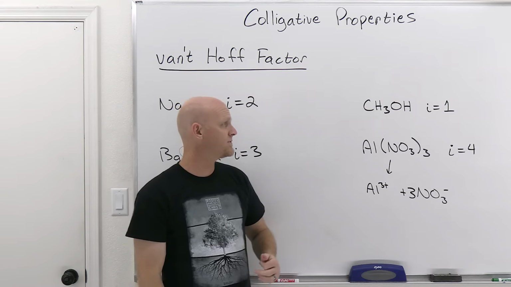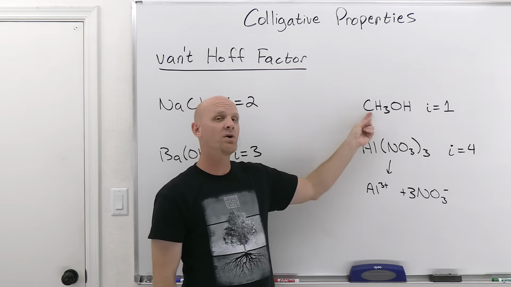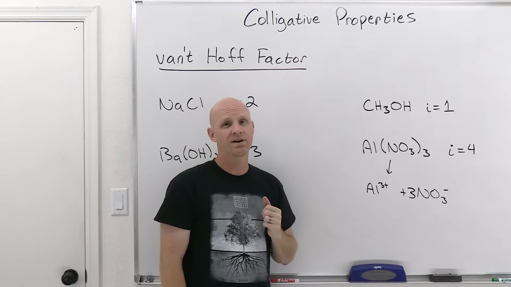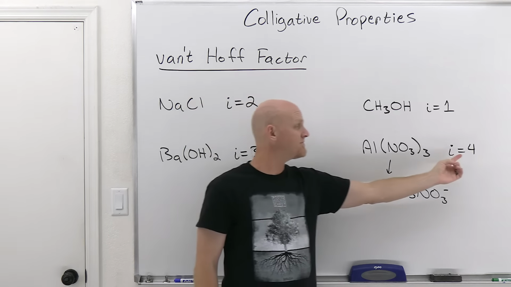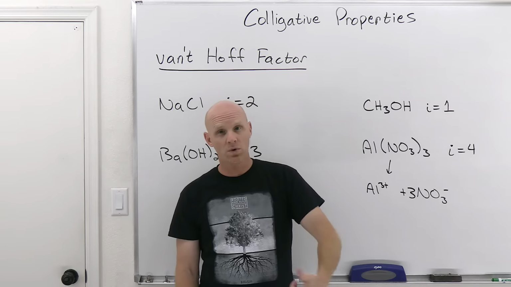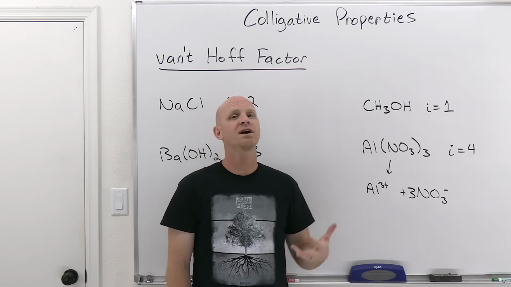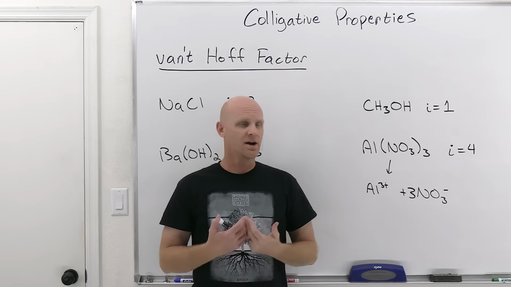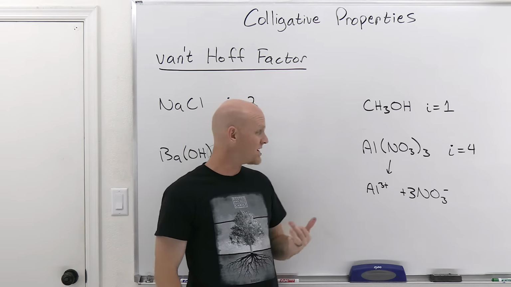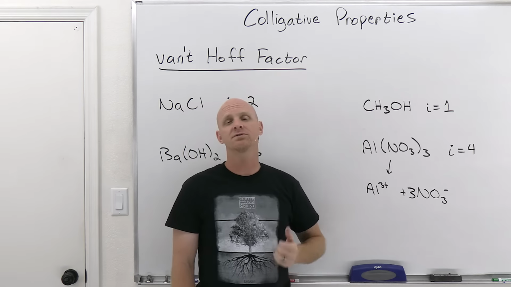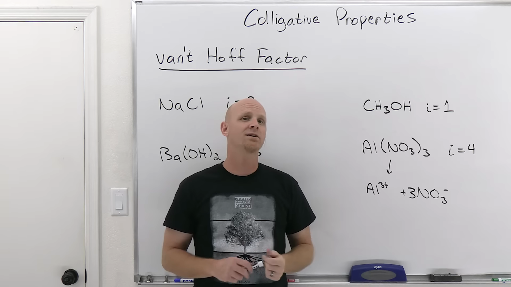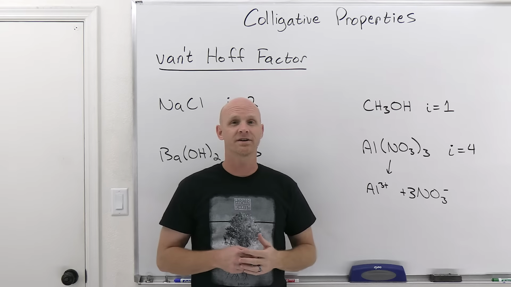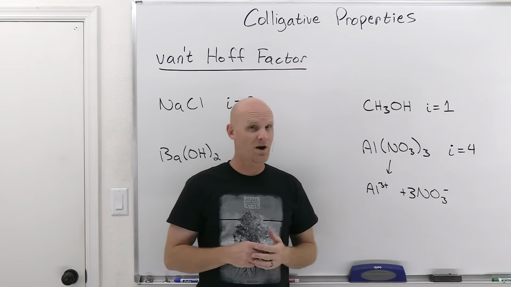And so it turns out, if you've got 1 mole of methanol in water and 1 mole of aluminum nitrate in water, well, with the aluminum nitrate, you'd have 4 times as many moles of particles and 4 times the change in whatever colligative property you might be looking at. So that's why these directly affect the number of particles in solution and are going to have a huge impact on how we look at and calculate these colligative properties. Let's take a look at these colligative properties.